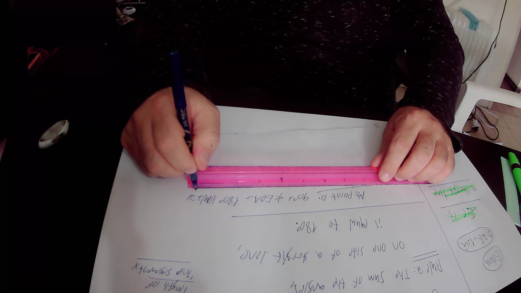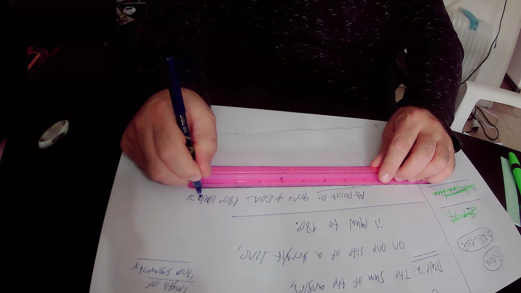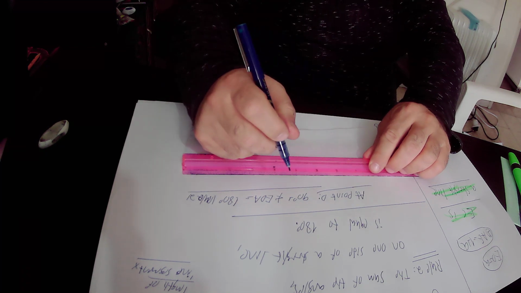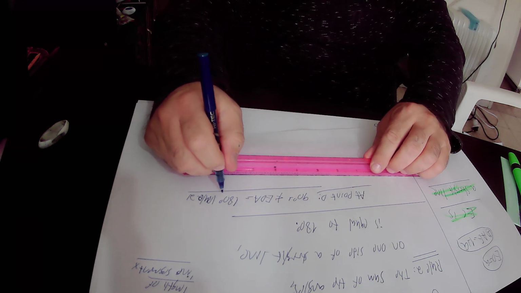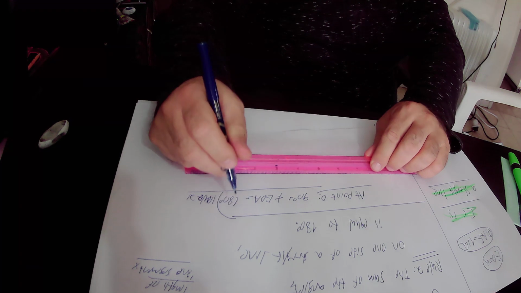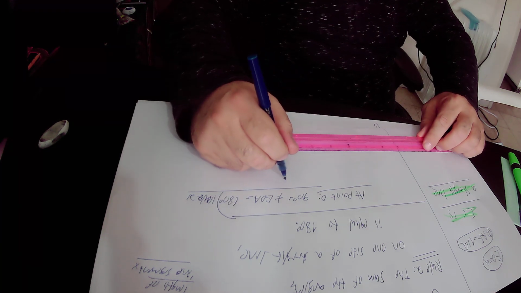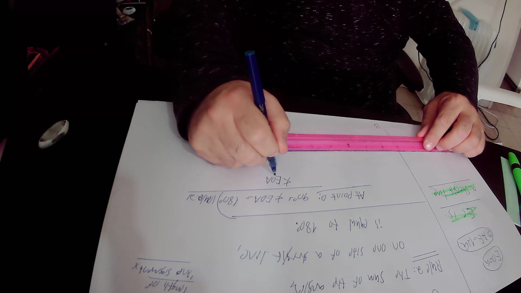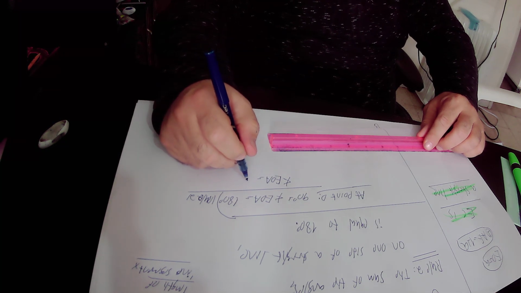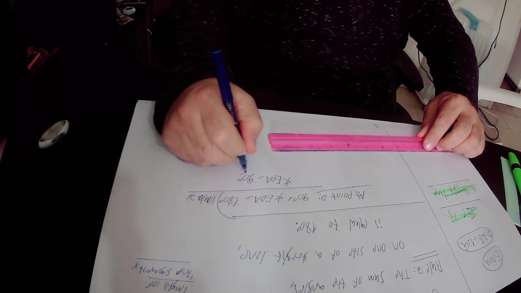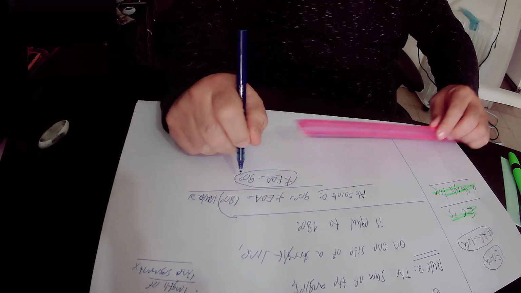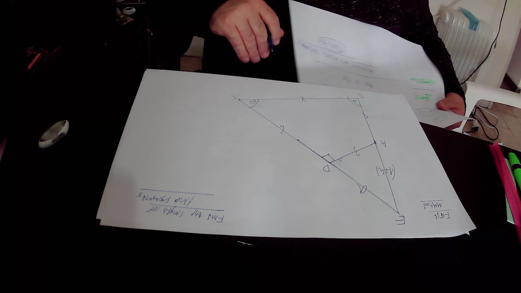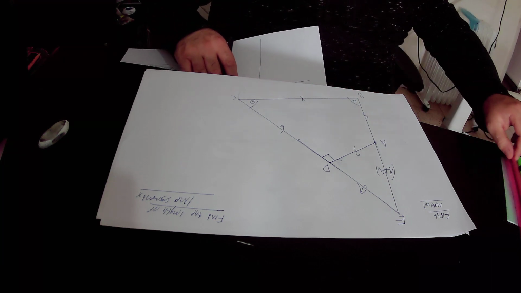Here we will subtract 90 degrees from this equation, and we'll get that angle EDA, the missing angle, equals 180 degrees minus 90 degrees, which is 90 degrees. This angle, angle EDA, equals 90 degrees.